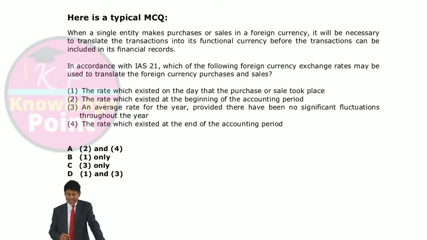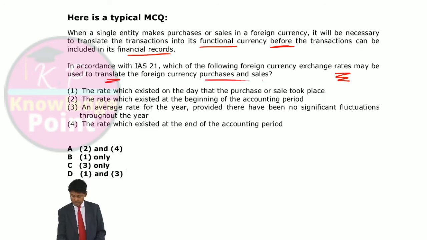When a single entity makes purchases or sales in a foreign currency, it will be necessary to translate the transactions into its functional currency, that's true, before the transaction can be included in the financial records. In accordance with the IAS, which of the following foreign currency exchange rates may be used? What kind of rates may be used to translate foreign currency purchases and sales? The rate which existed on the day that the purchase or sale took place.